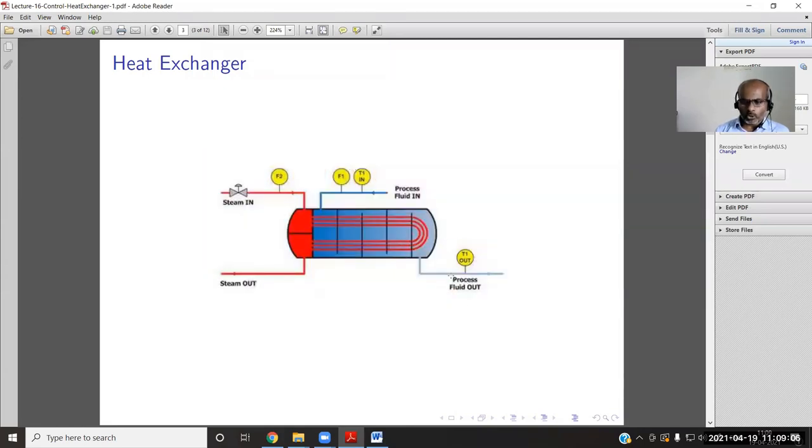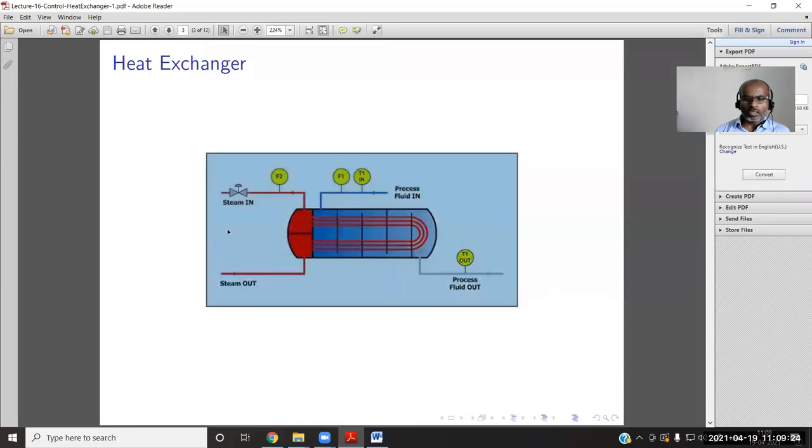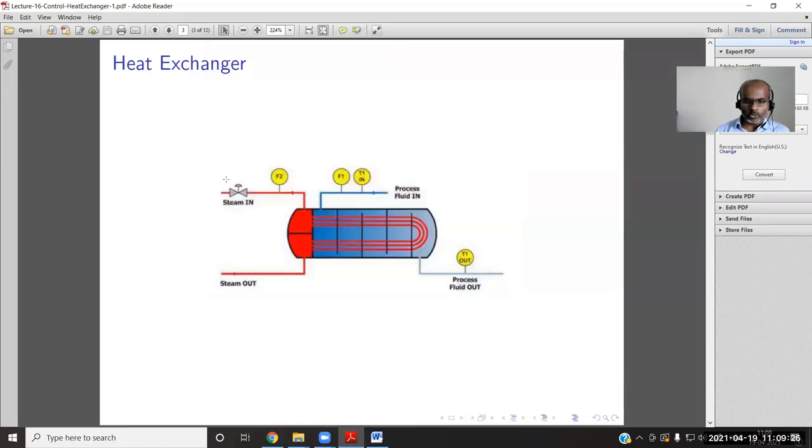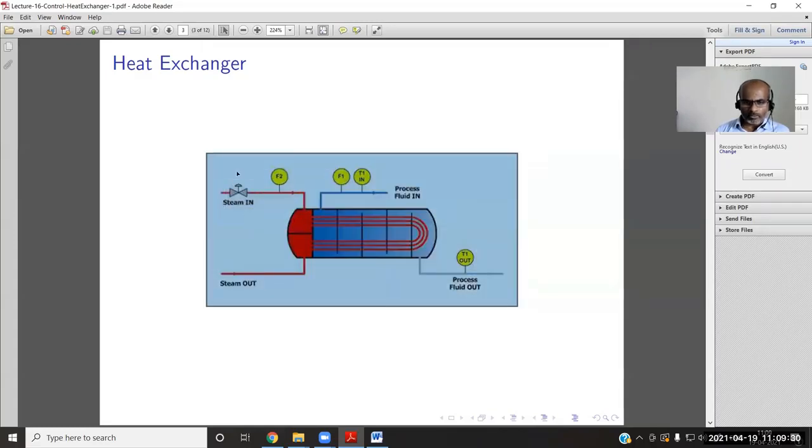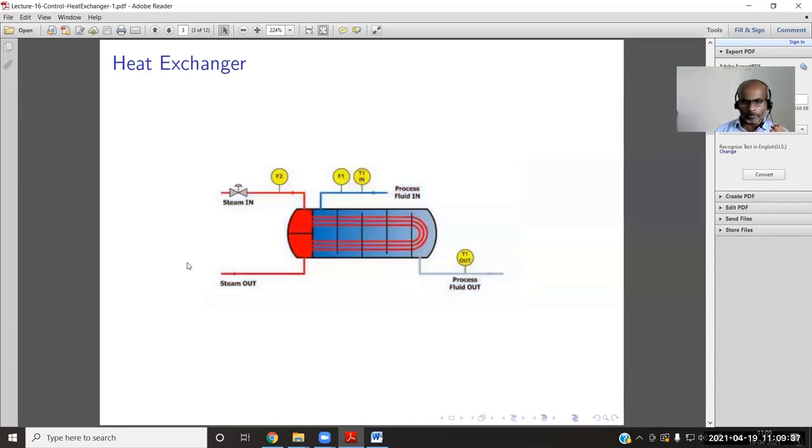Okay, the controlled variable, or the process variable, is T1, which is the process fluid outlet temperature, and the manipulated variable here is the steam flow, say F2. F2 is the steam flow. We are adjusting it by varying the control valve opening. That way we are going to do the manipulation.